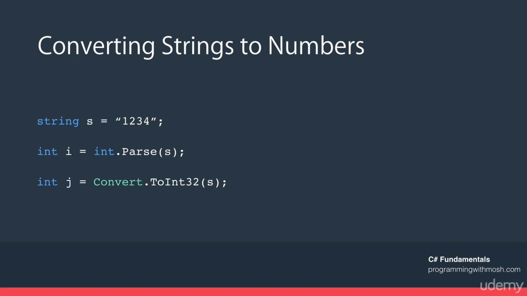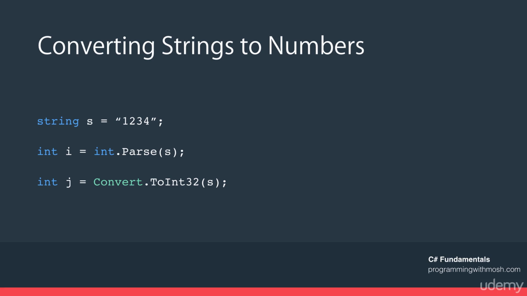There are times that you get a string representation of a number and you need to convert it to a numeric value. For example, in most applications, when the user types a number into a text box, we always get a string, even if that string is a number. So we need to manually convert that to a number. There are a couple of different ways to achieve this.